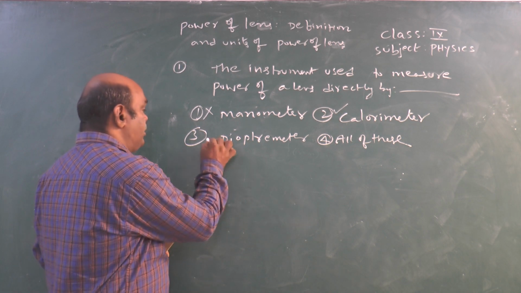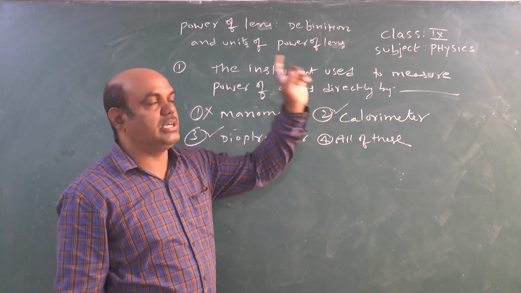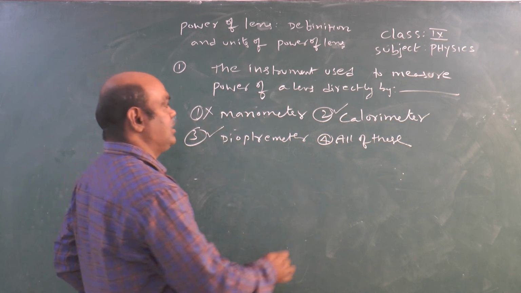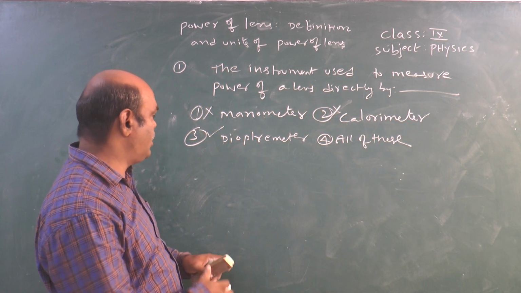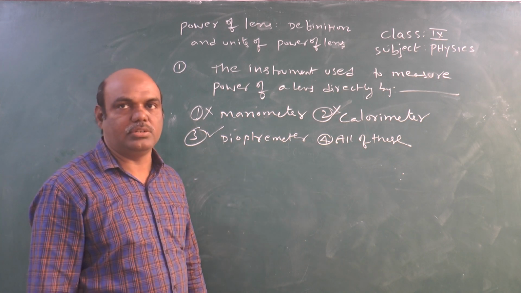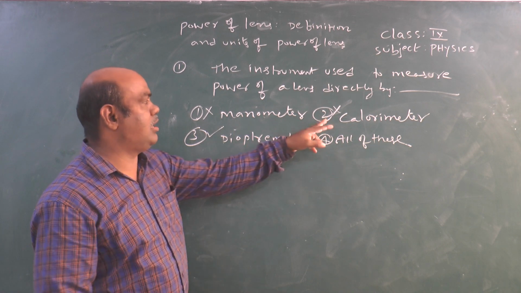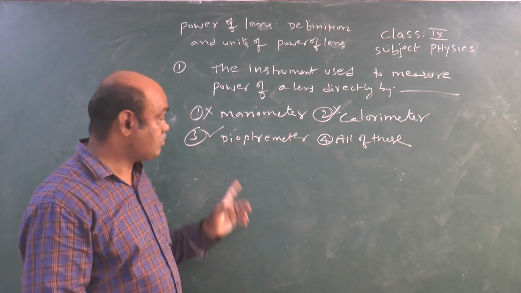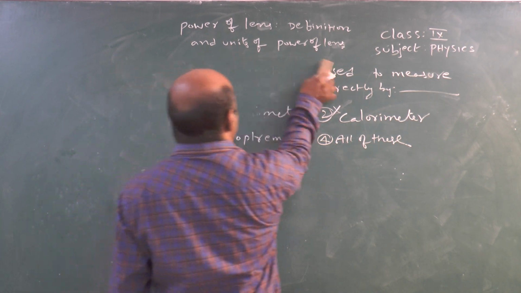But the dioptrimeter is the instrument used to measure the power of a lens. That's why the third option is correct. The first option is wrong, the second option is wrong, so the third option is correct. All of these is never possible because these two are not useful for measuring the power of a lens. That's why the third option is correct. Next, second bit.